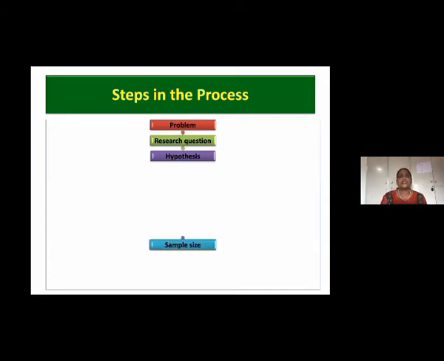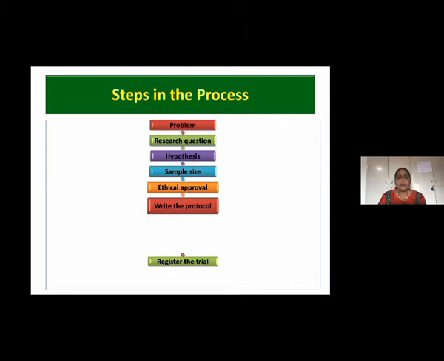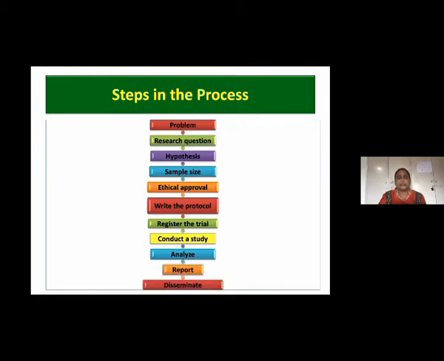So your hypothesis is that eating papaya improves platelet count. Let us say kiwi, eating kiwi improves platelet count. Then you have to decide how much sample you have to draw. Should it be 40 patients, 50 patients, 100 patients, 90 patients, whatever it is. What is the ethical approval you have to take from your ethical committee? You have to write a protocol. You have to register for the trial. You have to conduct a trial. You have to analyze a trial, and you have to report the trial and then disseminate the information.